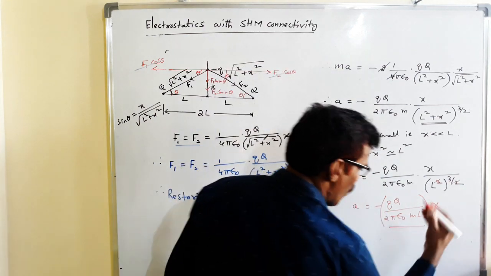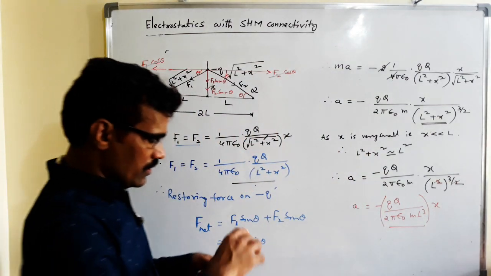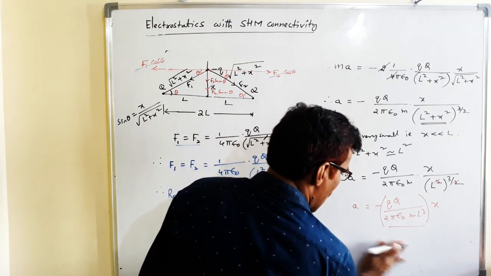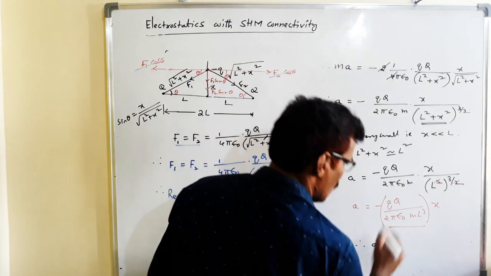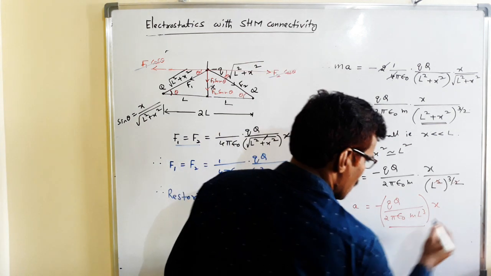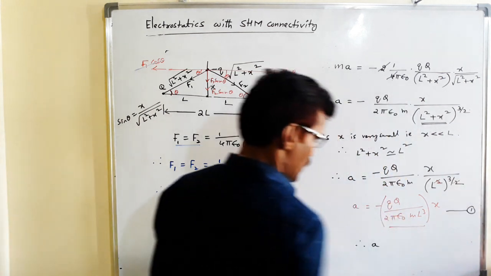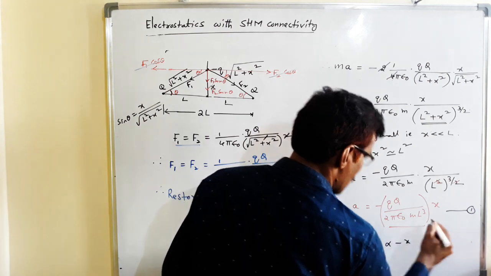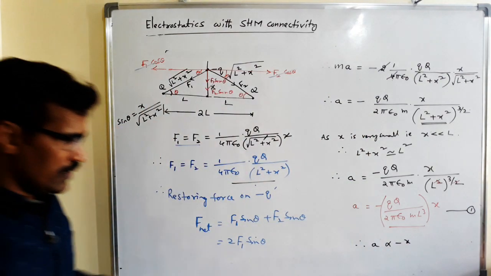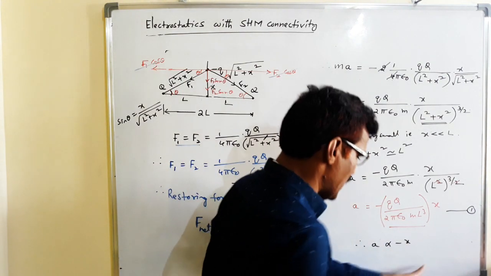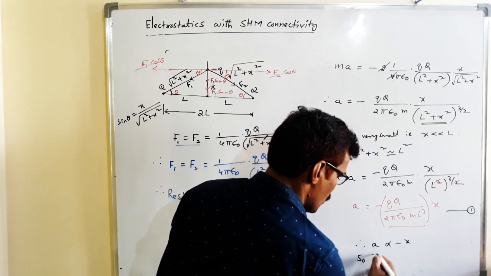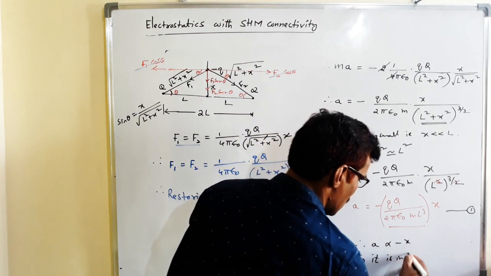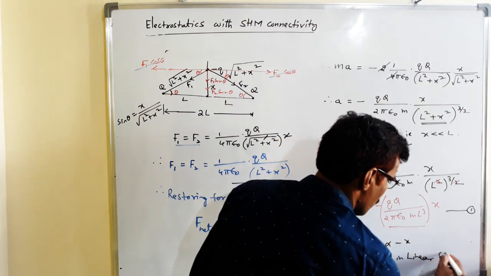We know that this is the constant term. Therefore here acceleration is equal to this constant, in equation 1. So a is directly proportional to minus X. Students, a is directly proportional to minus X. So it is in linear SHM.